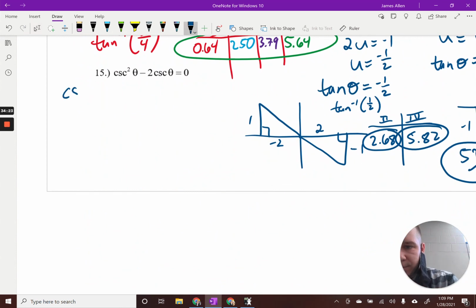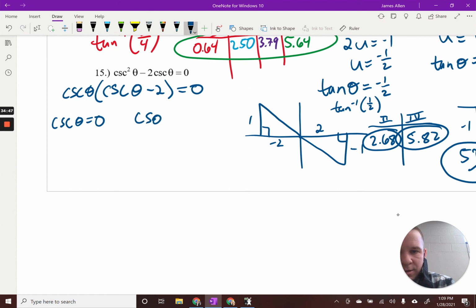So if I take out a cosecant of theta, I'm left with cosecant of theta minus 2 equals 0, right? So I factored out a GCF. The reason I factored that is I don't want to remove the cosecant, because then I remove a possible solution. All right, so cosecant of theta is equal to 0. And for the other one, cosecant of theta minus 2 equals 0, so it's going to equal 2. And I can deal with each one of these here.